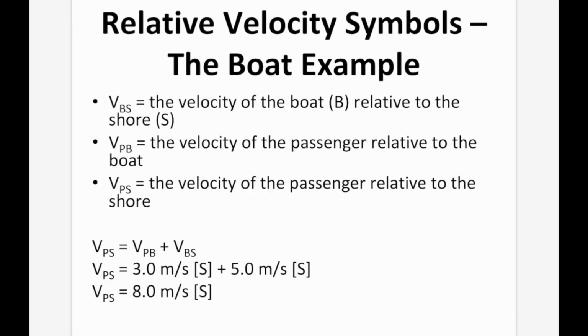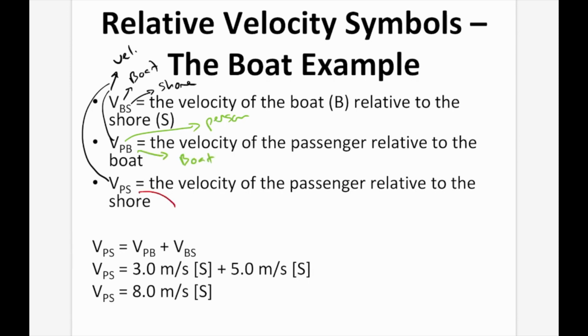Relative velocity symbols, the boat example. We can break down our symbols into all the different combinations. It's always velocity for V, right? VBS is going to be the velocity of the boat relative to the shore. So how fast is the boat going relative to the shore? VPB is going to be the velocity of the person relative to the boat. And VPS is going to be the velocity of the person relative to the shore. And this is our equation right here.